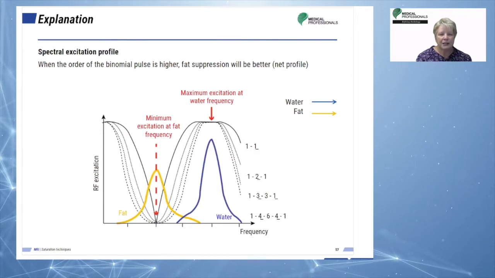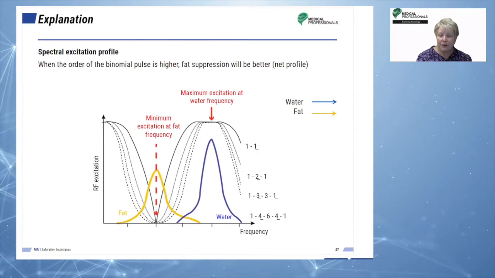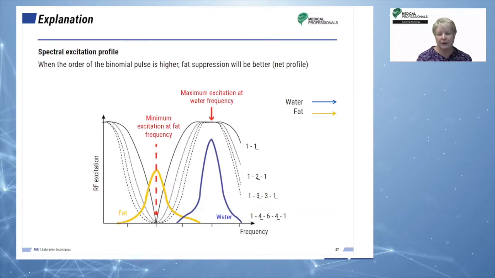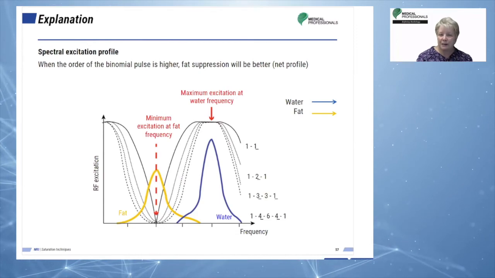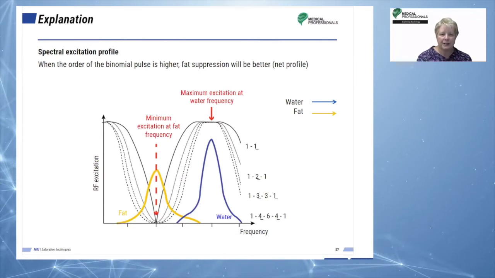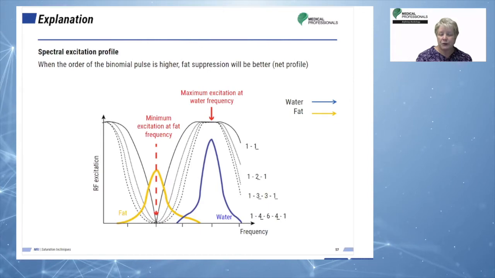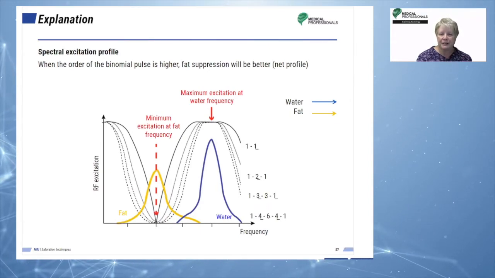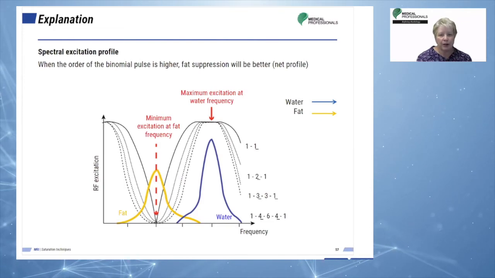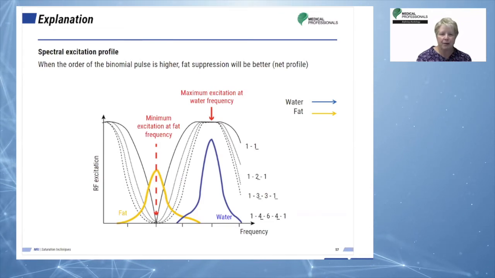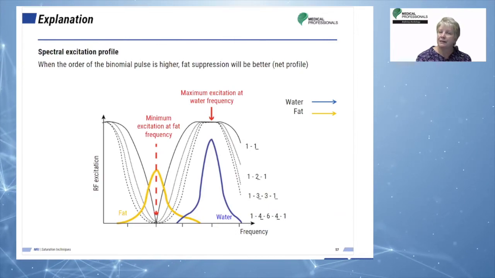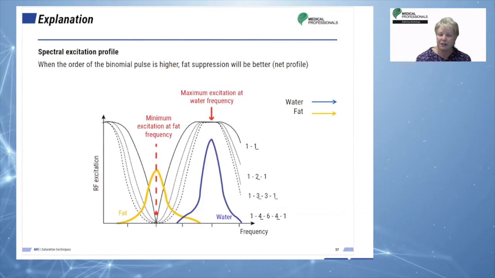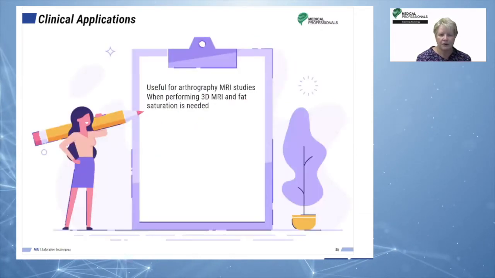Water excitation is very useful in arthrography MRI studies. So that's an examination where the patient is injected with gadolinium under fluoroscopy and then comes to MRI for a study. It's also useful when performing 3D MRI and fat saturation is needed. So sometimes abdominal work, some other areas where 3D MRI is performed. Another example would be the wrist, 3D images of the wrist, especially under arthrography. Also very useful.